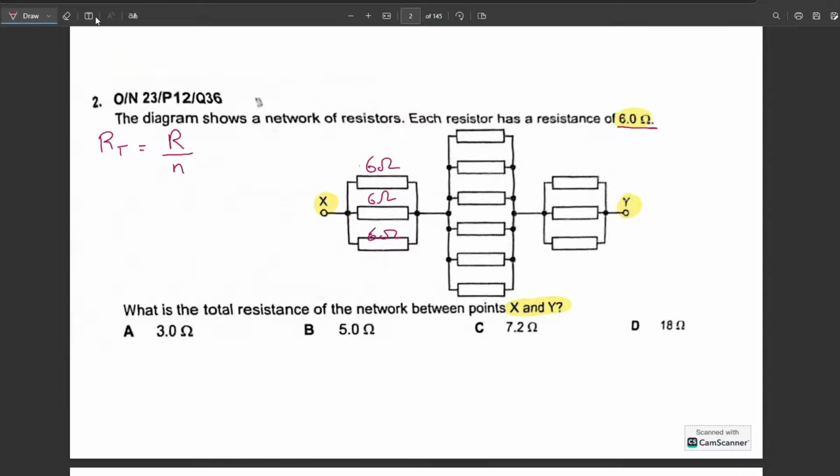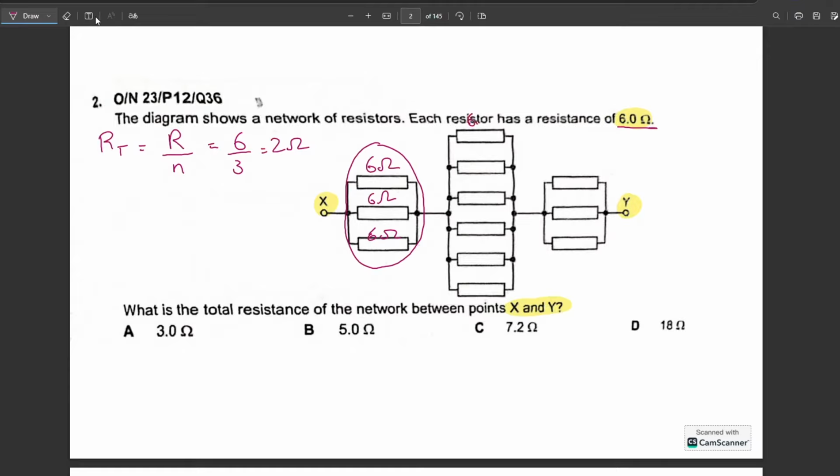Sir, what do you mean? In order to calculate the total resistance of this parallel combination, you will take the resistance of one resistor, that is 6, divided by the number of resistors, that is 3. 2 ohms comes out to be your answer for the total resistance of this parallel combination.